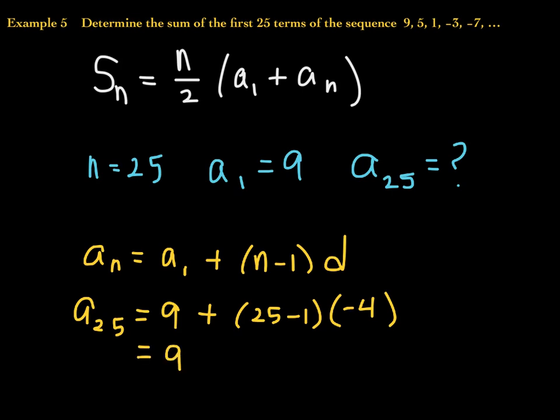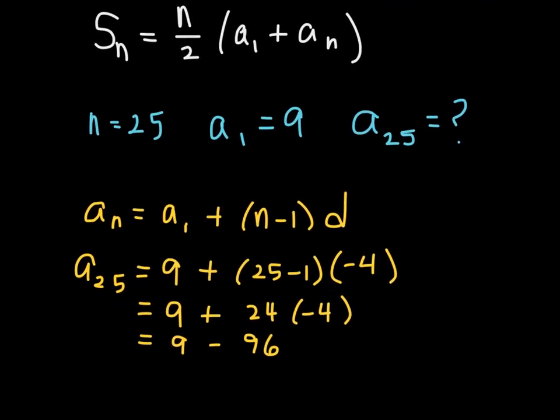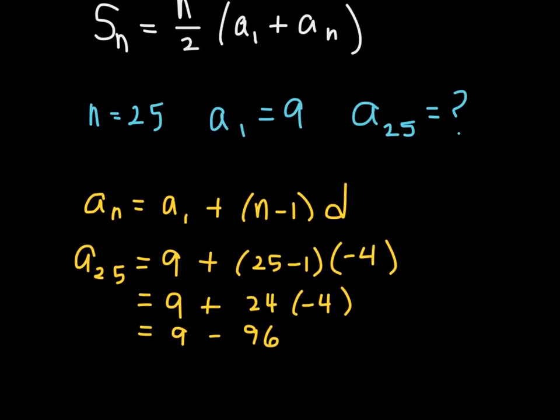So let's figure out what this is. Let's do this arithmetic. This is 24 times -4. So then this is 9 minus 96. So then the 25th term is negative 87, I believe. All right, cool. Now we know what the 25th term is. I have everything I need to use my formula. This one that's still barely on the screen here.